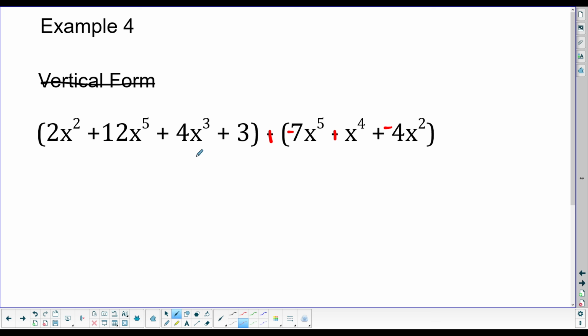If I'm going to do this in horizontal form, let's put the biggest degree first. It looks like 5th degree, so this is a quintic. This is also a 5th degree, so it's a quintic. So I'll write those out first, 12x to the 5th, and then minus 7x to the 5th. I like to cross these out as I do them as a bookkeeping thing so that I can keep track of which ones I've done. The next highest degree is this quartic here, so we've got x to the 4th.